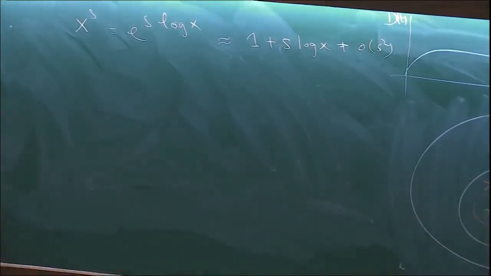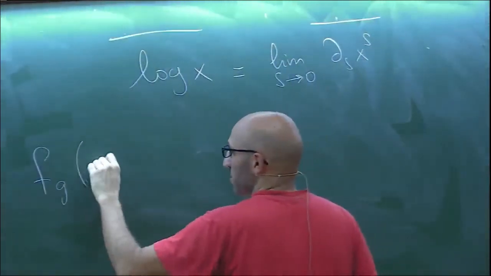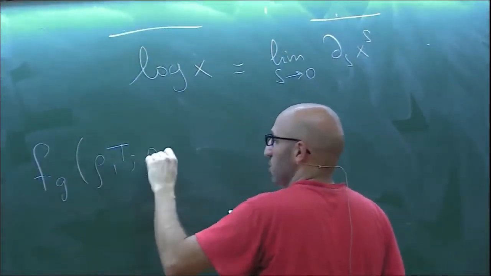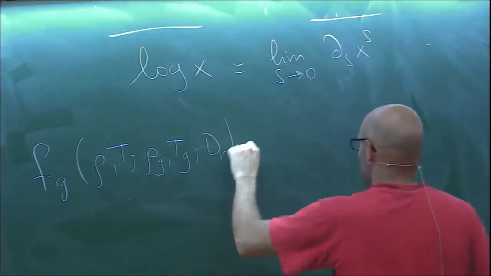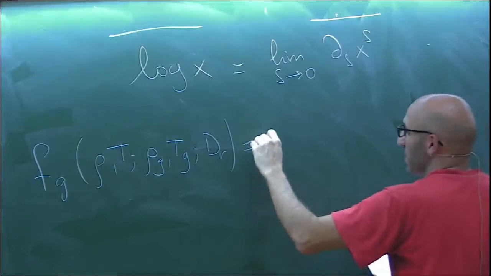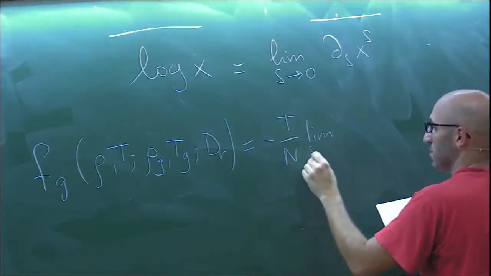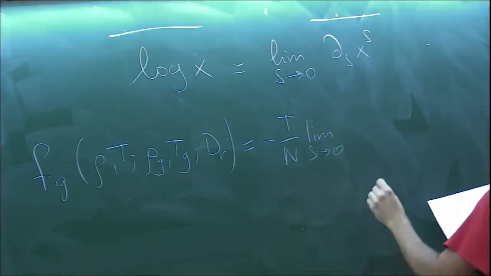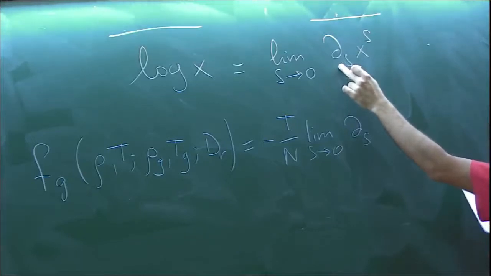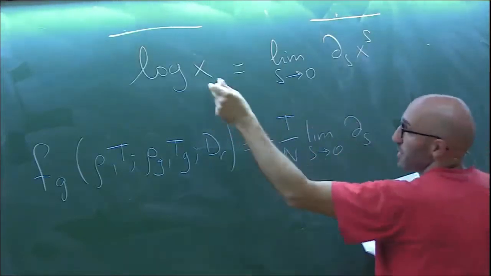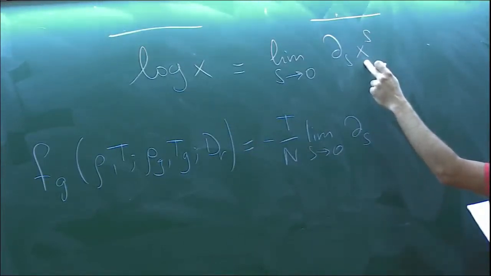So f, I will call fg, the average. So it is a function of rho t, rho g, tg, and dr. And so this will be the minus t over n times the limit for s going to zero of the derivative with respect to s of the logarithm of the partition function, so now I have the partition function to the power s. And then I have to average.